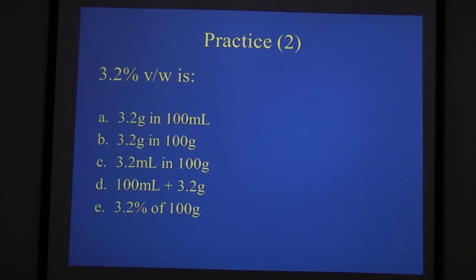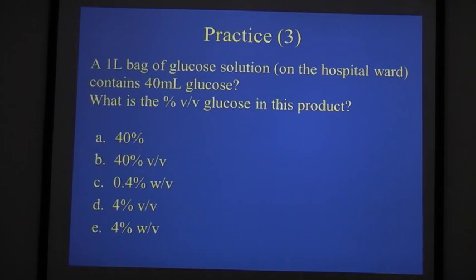3.2% volume to volume... sorry, 3.2% volume to weight is 3.2 mils in 100 grams. It's volume to weight, which means 3.2 milliliters in 100 grams of final product. A 1 litre bag of glucose solution on the hospital ward contains 40 milliliters of glucose. What is the percentage volume to volume glucose in this product?